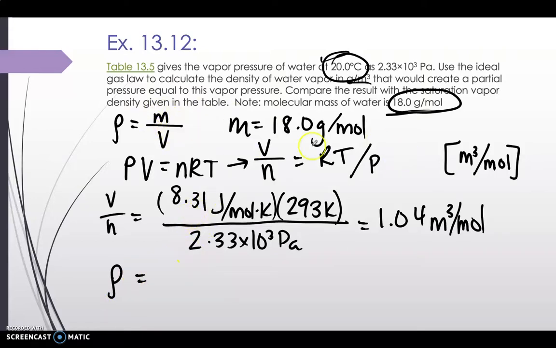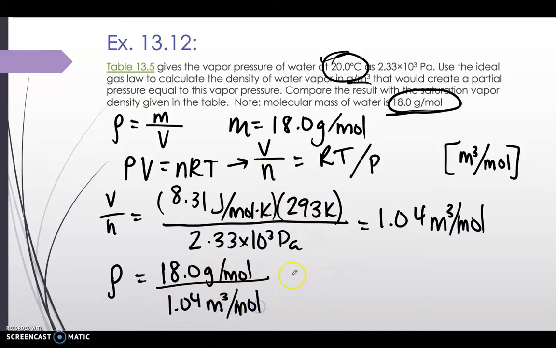So our mass is 18.0 grams per mole. Our volume then, or V over N, is going to be 1.04 meters cubed divided by mole. Okay, our moles will cancel. We'll get an answer in grams per meter cubed, which is good. That's what we wanted.